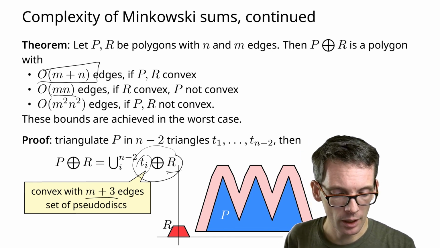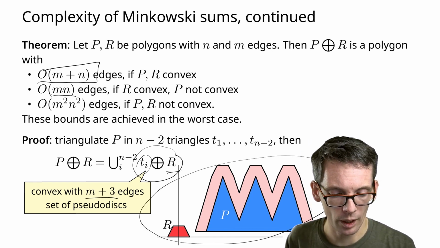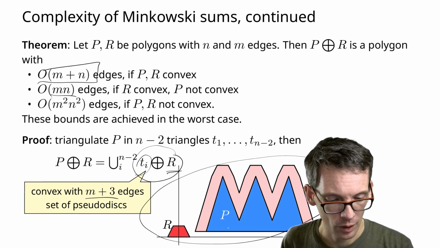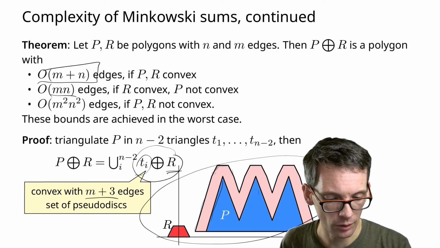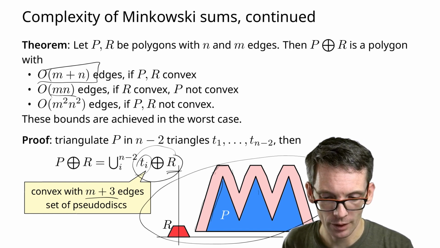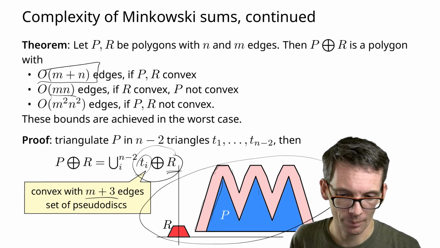And here, this is just an example where you actually get this as complexity. So this is R, you have P in blue here, and the Minkowski sum of R and P is this pink shape, and that indeed gets m times n complexity.